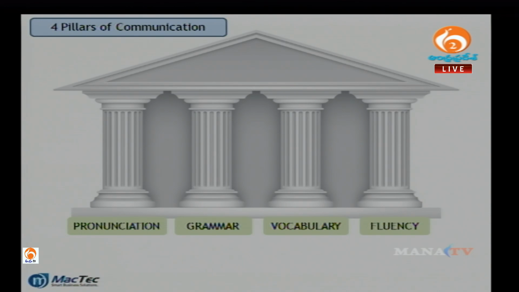Then we looked at grammar. Grammar is a set of structures, set of systems, set of rules that you need to follow in any language. Now we will talk about vocabulary. Now why should I speak about vocabulary? What is the importance of vocabulary? That is what I will cover in this session.